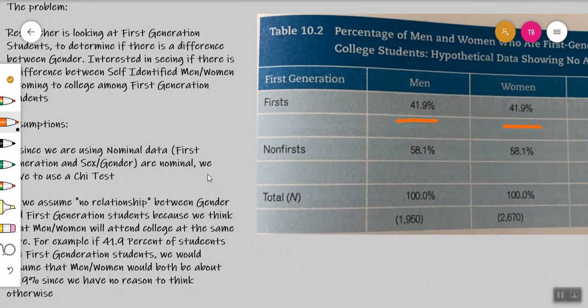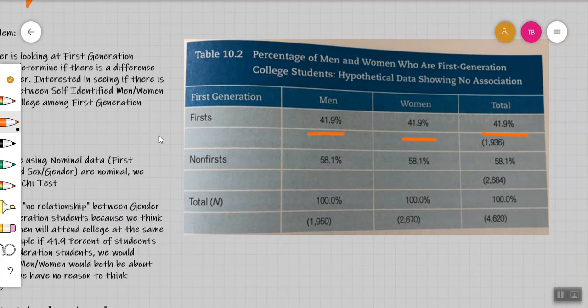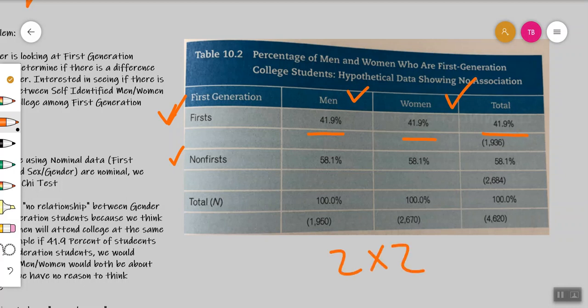So here's a chart here. This is a 2x2, because there's 1, 2 variables here, and 1, 2 variables here. Meaning it's going to be 2 rows and 2 columns. So this is a 2x2 table, just by definition. Okay. So what we can see here is it's separated by men and women, first generation and non-first generation.